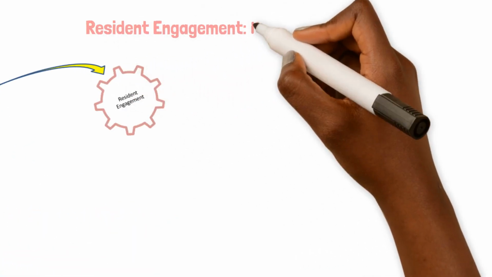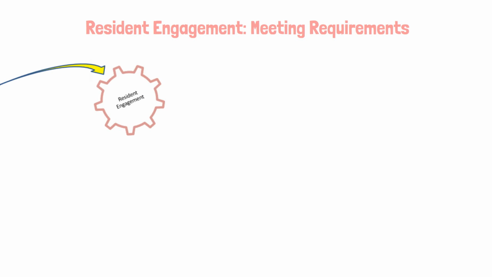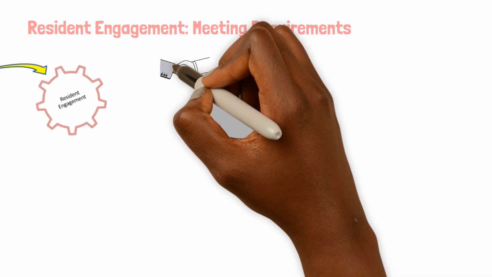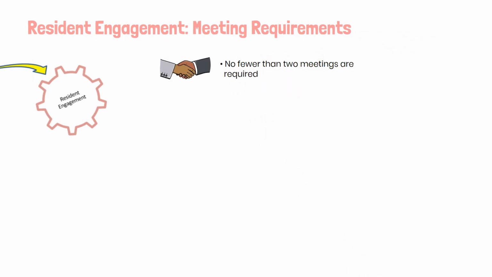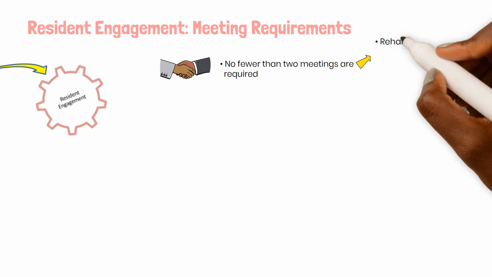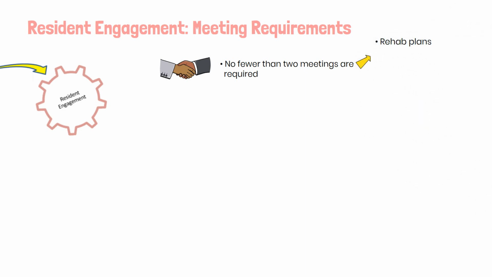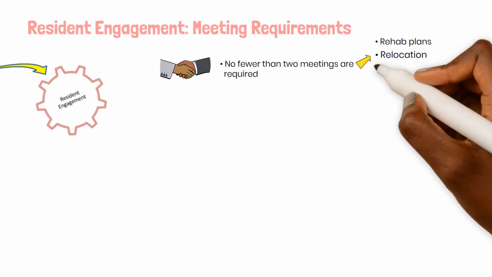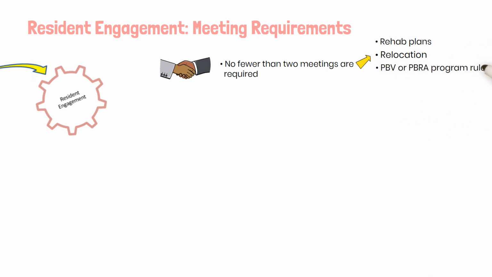Owners must communicate and engage with residents throughout the conversion process to ensure that they are informed about the conversion plan and have the opportunity to ask questions, comment, and provide input. Owners are required to hold at least 2 meetings with residents prior to conversion. The purpose of the resident meetings is to provide residents with key information related to the conversion, including rehabilitation plans, if applicable, relocation, if applicable, and PBV or PBRA program rules that may differ from PRAC rules.